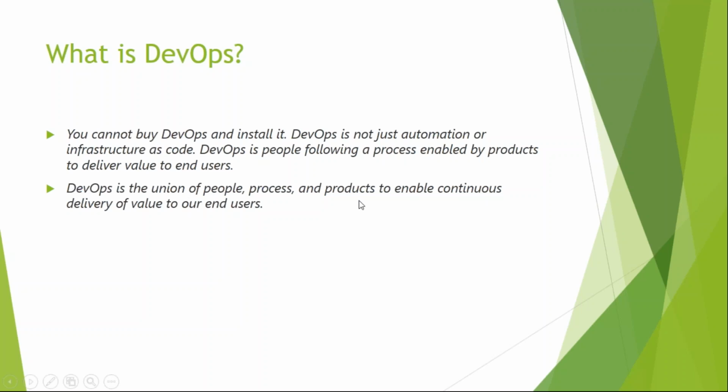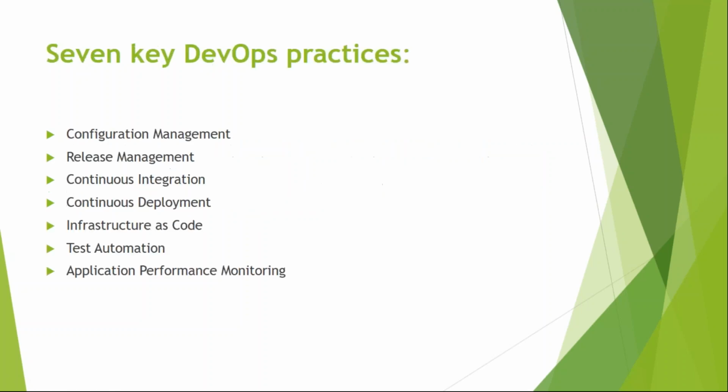Okay, so again, let's revise the definition we started with in the start. DevOps is the union of people, process, and product to enable continuous delivery of value to our end user. So remember this definition. If somebody asks you in an interview what is DevOps, you can just mention this. And if I talk about the key practices in DevOps, these are the key practices, and not everywhere you can follow all of them, but an organization which is following DevOps must follow as many practices as possible.